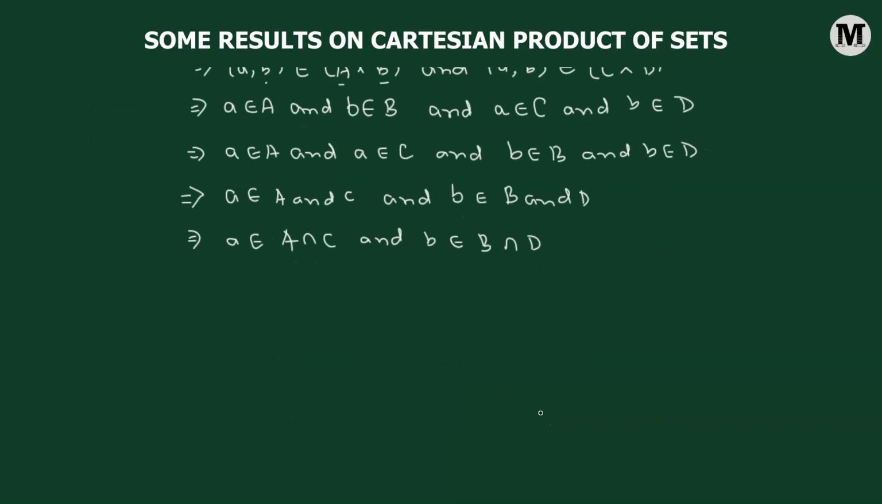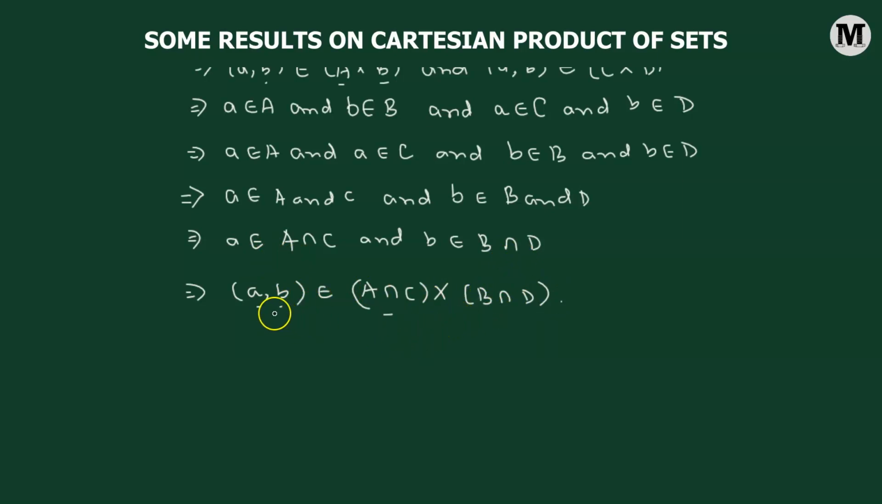Now, what do we have? We can now use the definition of the ordered pair. So here we can combine this statement and rewrite it as (a, b) belonging to A intersection C, the Cartesian product with B intersection D. So what we are saying here is that a is a member of the first set, which is A intersection C. That is exactly what we have here. And b is a member of the second set, which is B intersection D. This is the definition of the ordered pair.